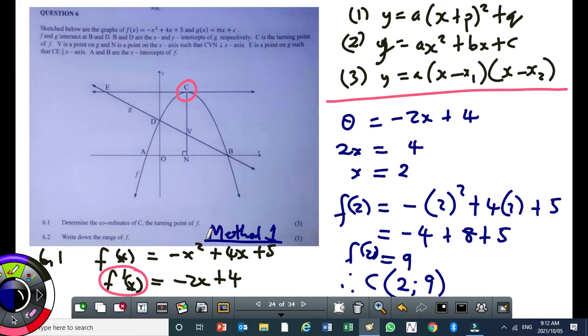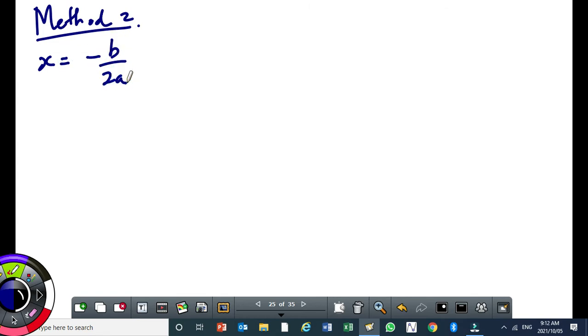Now, method 2 involves completing the square. Okay, let me not use that method, I'll use the third method. Method 2 is to find the value of x first, but you use x equal to minus b over 2a. Do you remember that? So method 2, from grade 11, x at the turning point is equal to minus b over 2a. You remember this?